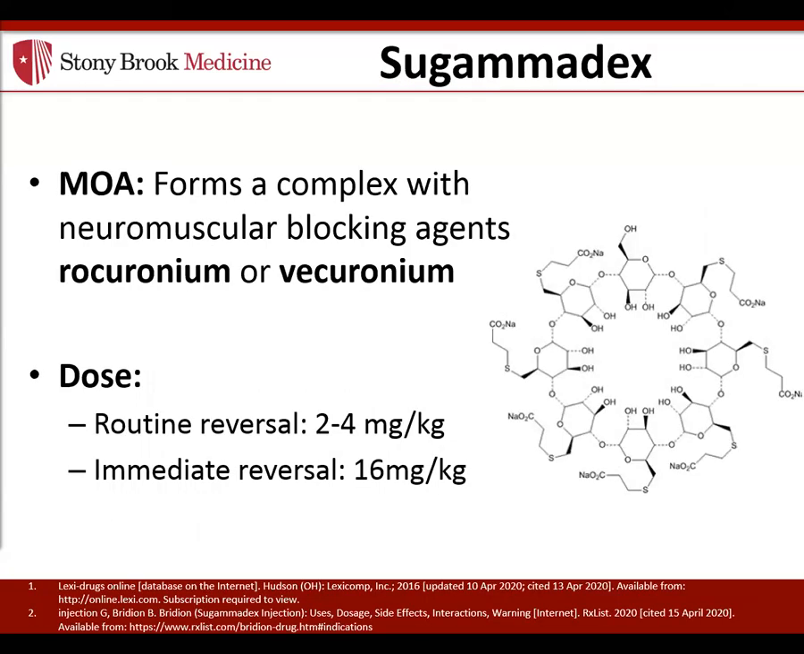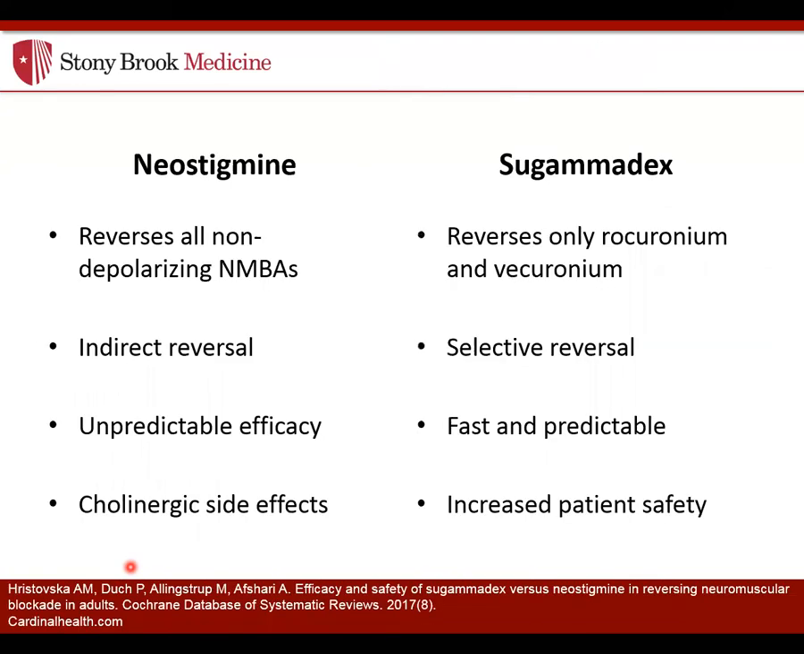Our next reversal agent is sugammadex. This forms a complex with our neuromuscular blocking agents, and it impairs their activity at the receptor. So sugammadex is specific for rocuronium and vecuronium, and it has more predictable reversal compared to neostigmine. So just comparing our available reversal agents, neostigmine again is a non-selective reversal. It will reverse all non-depolarizing neuromuscular blockers, but its efficacy is unpredictable due to its indirect mechanism of reversal.